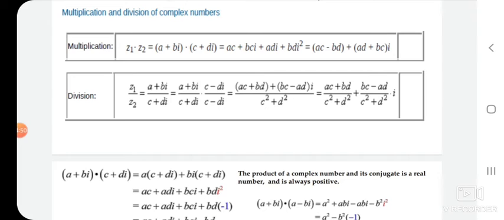D, because i square is nothing but square root of minus 1 into square root of minus 1, it gives minus 1. That's why this plus becomes minus. That's why AC minus BD plus AD plus BC into i. AC minus BD plus AD plus BC into i.